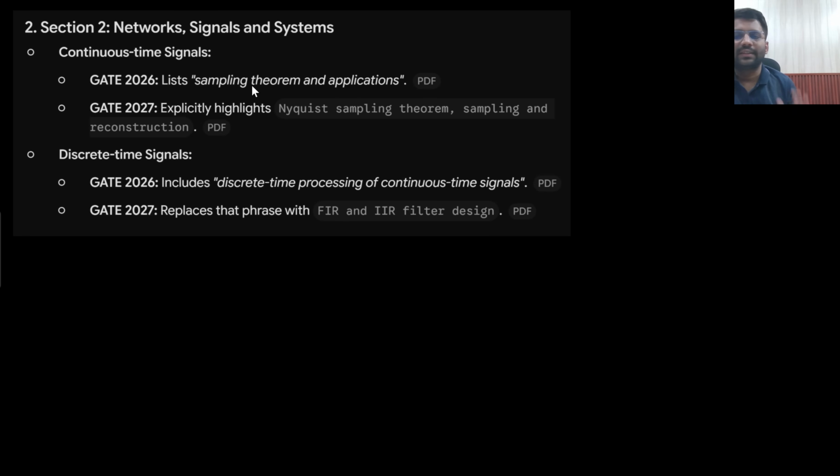Now coming towards signals and systems. In network analysis, there is no change. Network analysis, no change. Let's come towards signals and systems. Okay.